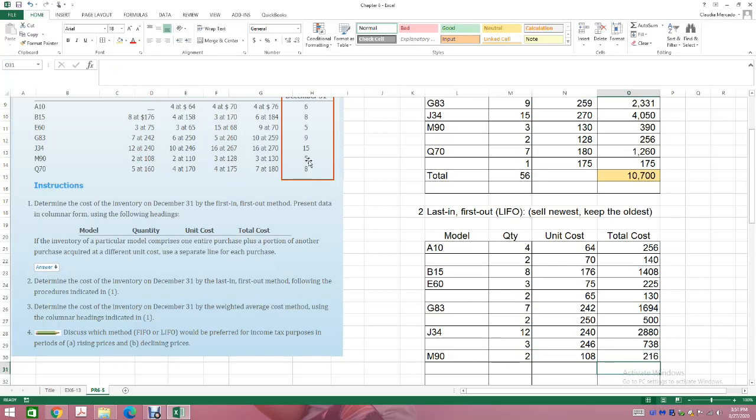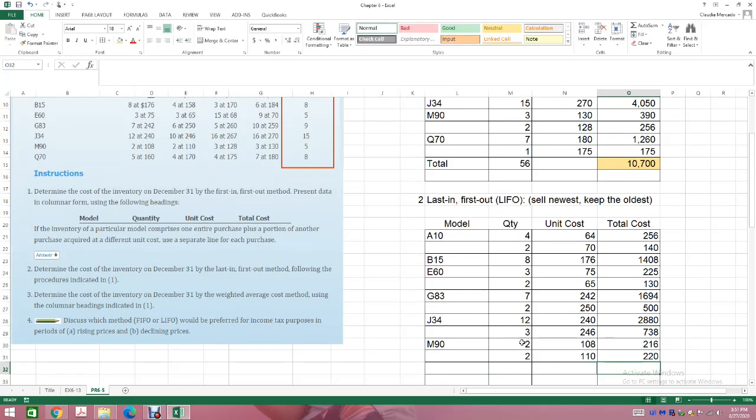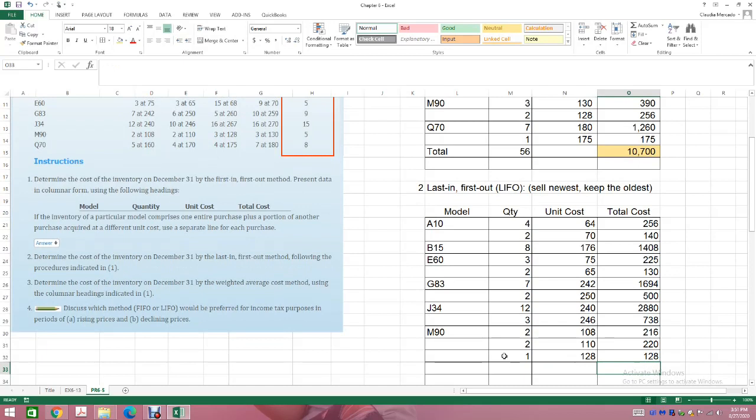I need 3 more. Okay, now for this one, we're going to have to use multiple ones. So I've got 2 from my beginning inventory. Now I need to get 2 from my first purchase, 2 at 110. I still have only 4 and I need 5. So I need to get another one from my next oldest, which is this category right here. We're doing M90. This category right here, 3 at 128. So I need 1 more of those. So it'll be 1 at 128. And that will give me that.